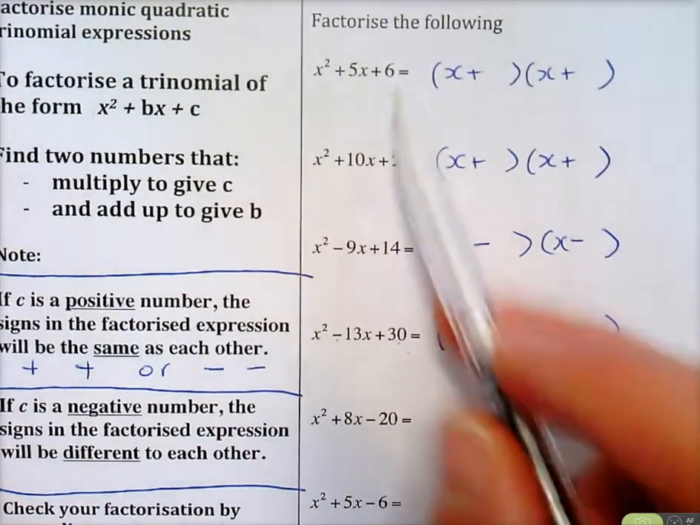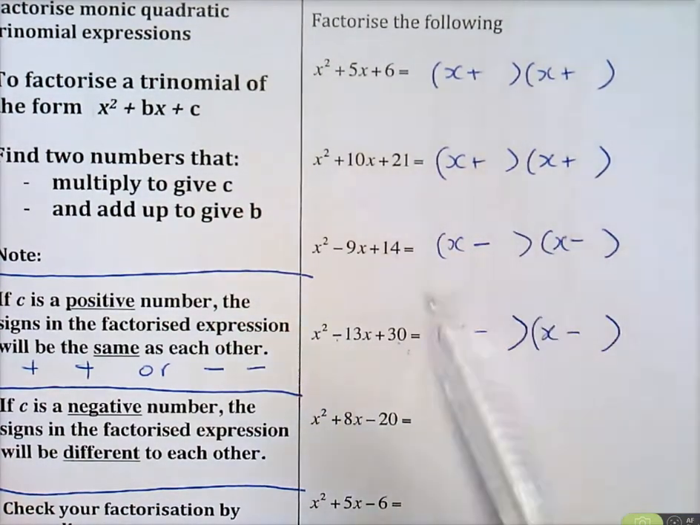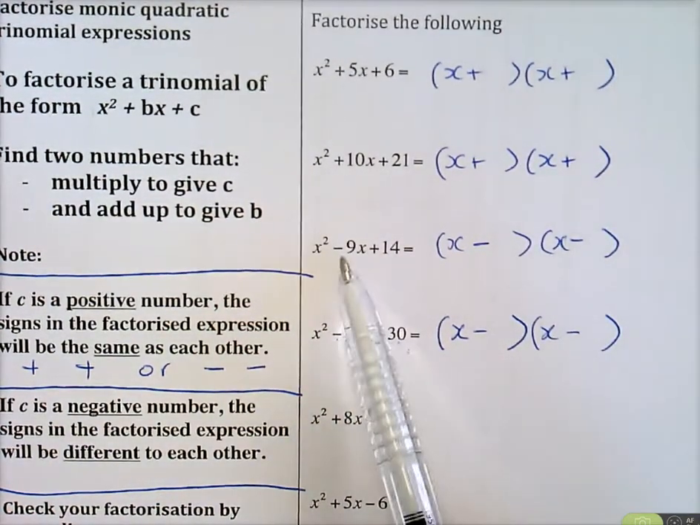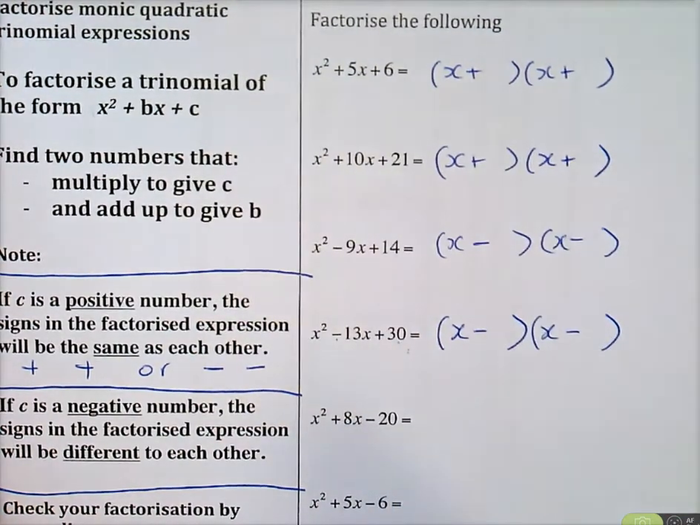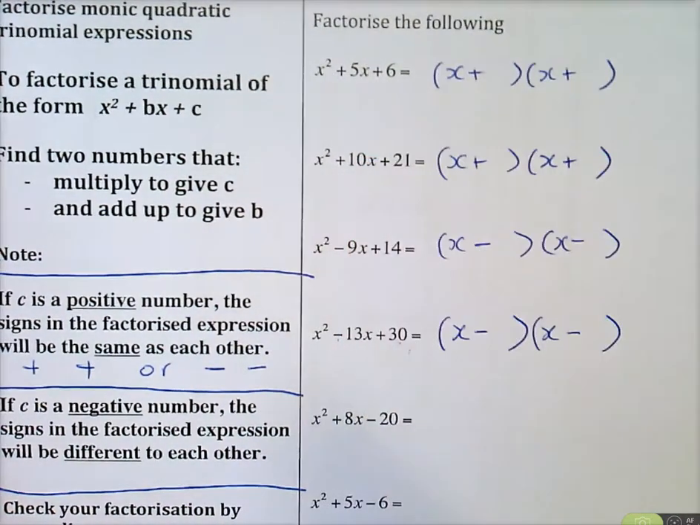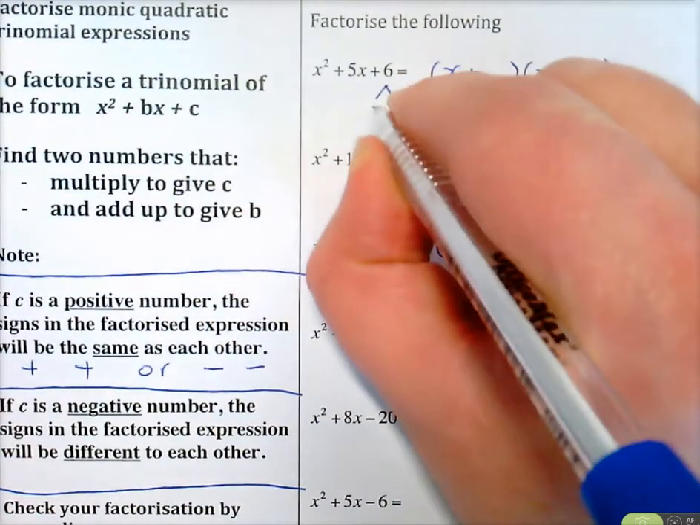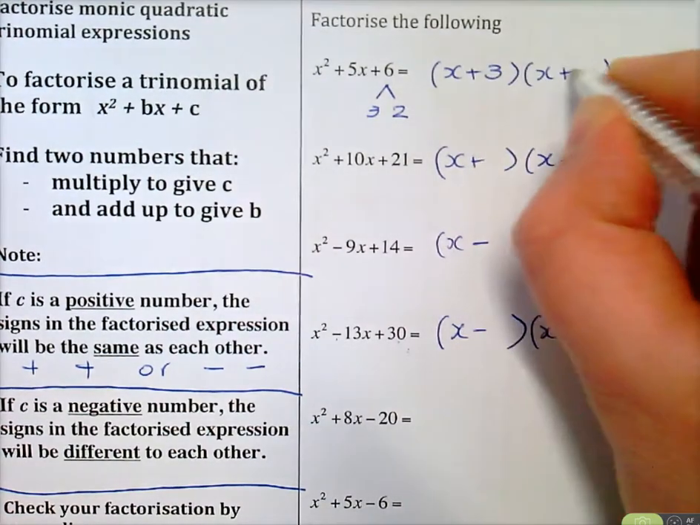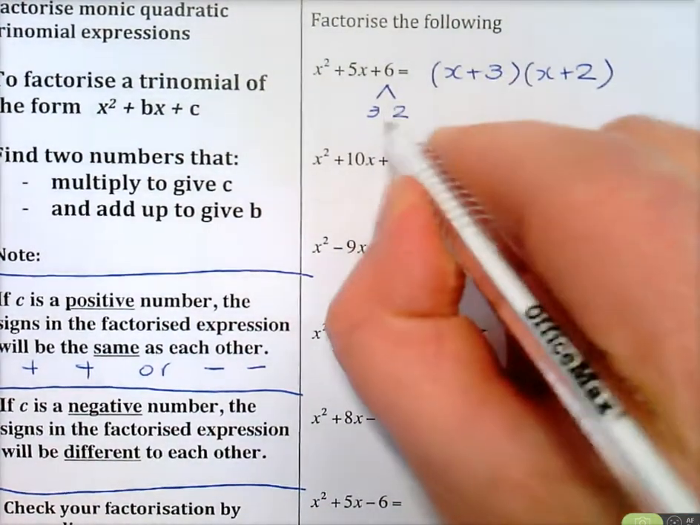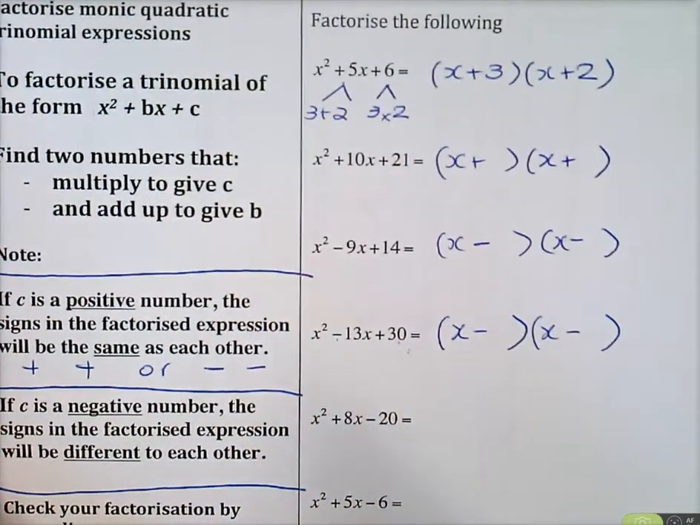Okay, so girls, always look at your constant term. If it's positive, you've got 2 positives or 2 negatives. How do you decide? You look at the middle term. Well, if there's no negatives at all, everything's positive. Okay? All right, girls, what 2 numbers multiply to give 6 but add up to give 5? It's definitely 3 and 2. Plus 3 plus 2. So 3 times 2 is 6. 3 plus 2 is 5.